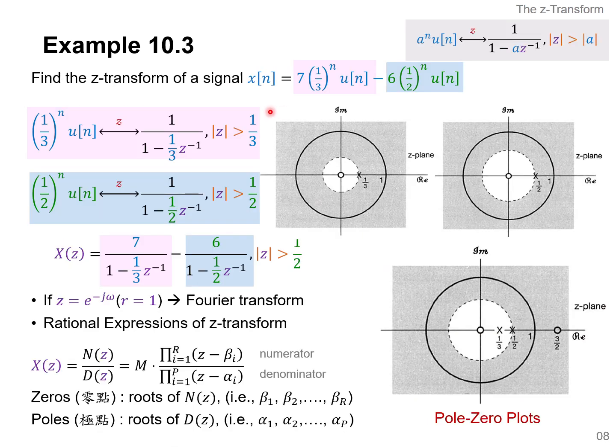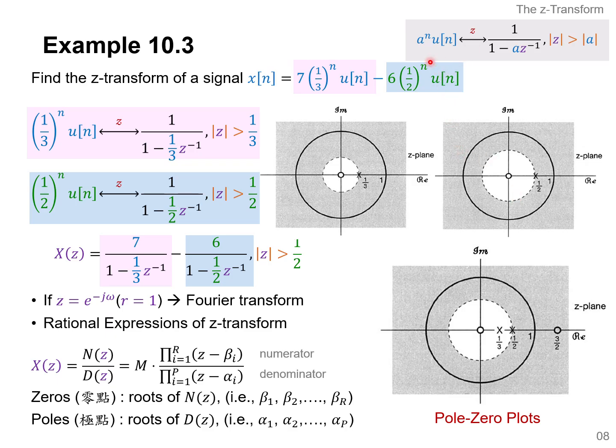Next, we find the z transform of this signal. This signal has two parts. They are two right-sided signals. This example shows how to write the z transform as a rational function, and how to find the poles and zeros. These poles and zeros tell us how the system behaves.